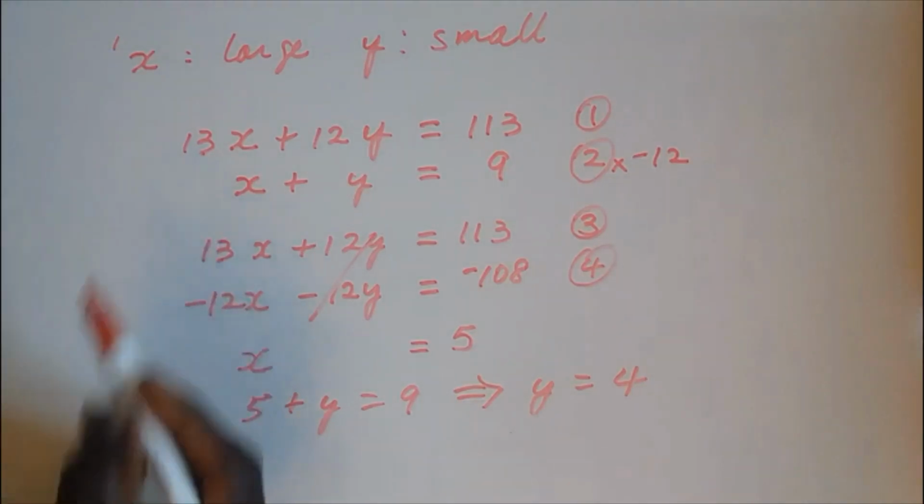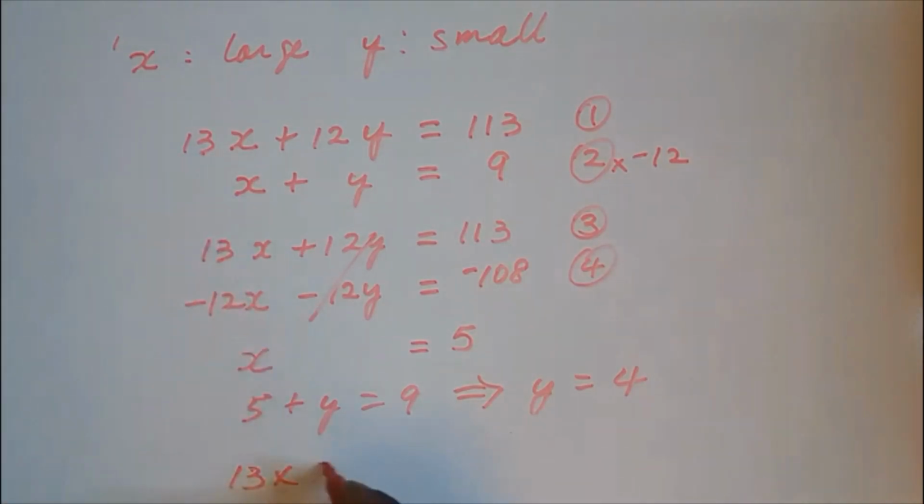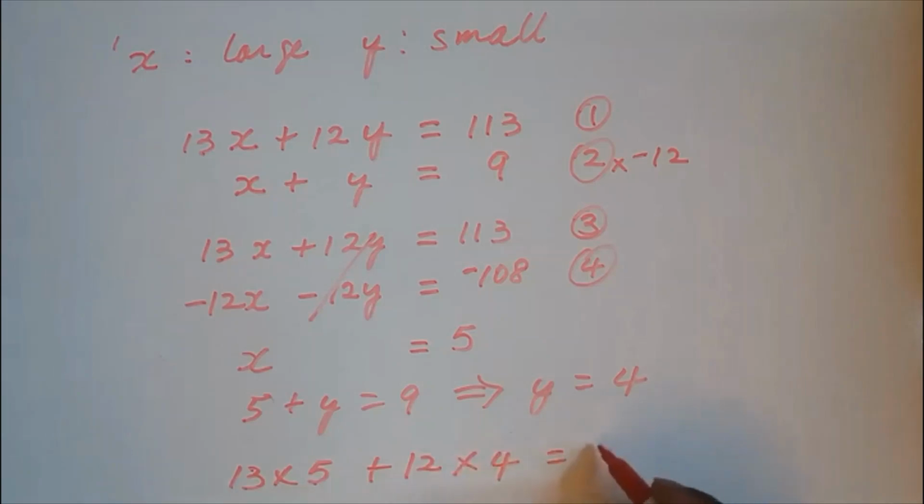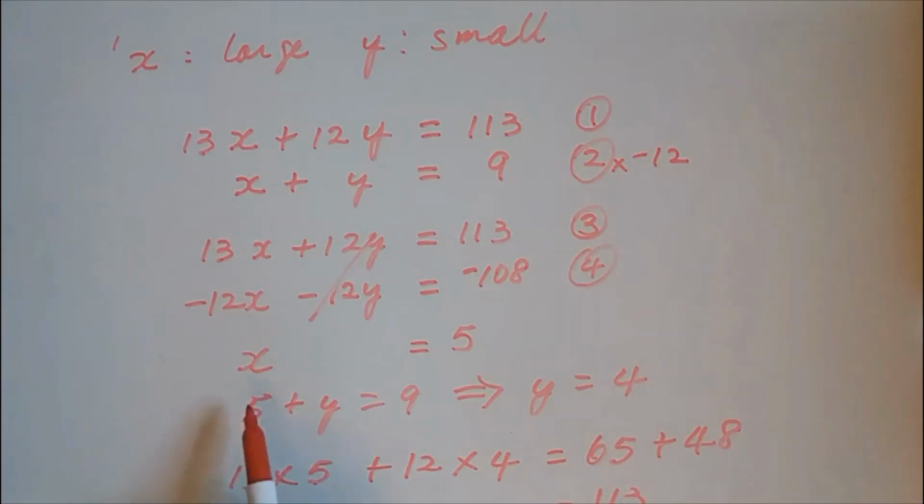From this first equation, 13 times 5 add 12 times 4, that gives us 65 add 48, which is 113. So this proves that our answer is she sold 5 large pieces of art and 4 small pieces of art.